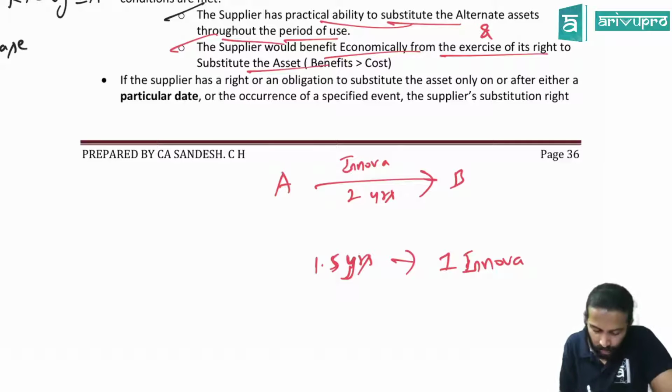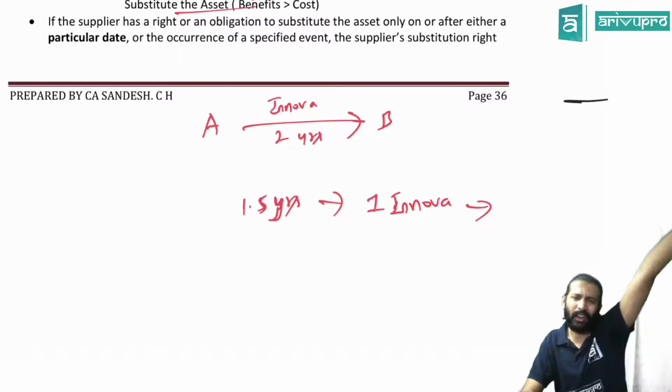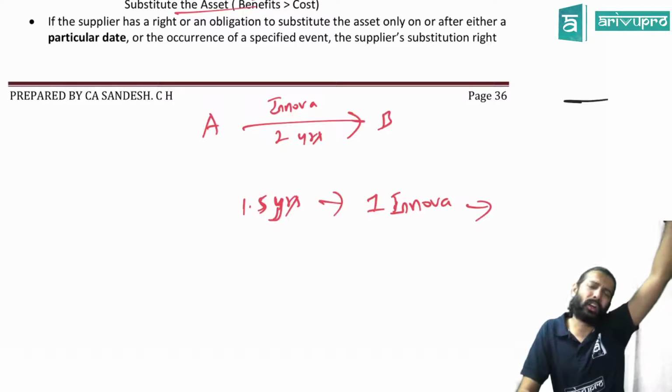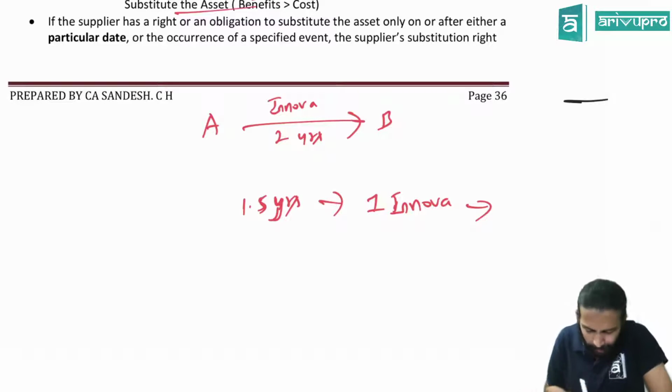Fine. Now, one he has already given to A. Another one he is using himself, because he doesn't believe in substitution. Because it is not beneficial for him, he feels. Correct? A Limited is there in one corner of Bangalore only, so substitution will not be beneficial for him. So he doesn't want to substitute. But it broke down. Hence, he sent a different Innova to A Limited.